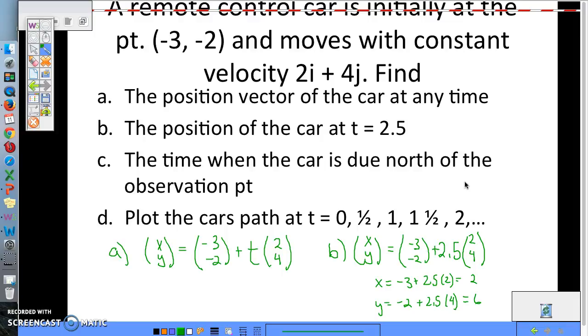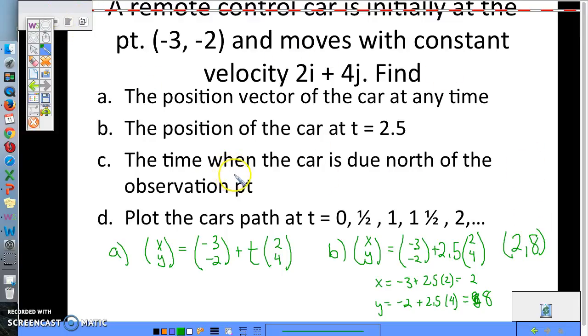Wait, something seems wrong there. What's 2.5 times 4? That didn't seem right. It's 10. Sorry. Yep, double 8, 9, 10, so minus 2, that would be 8. Sorry about that. So the position is at 2, 8.